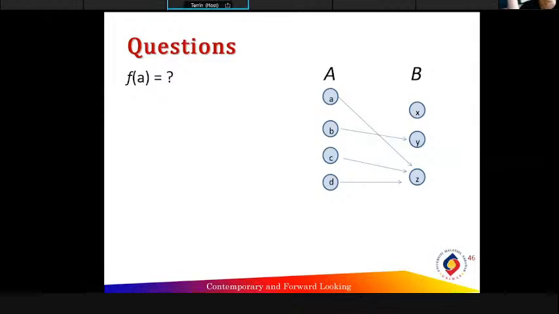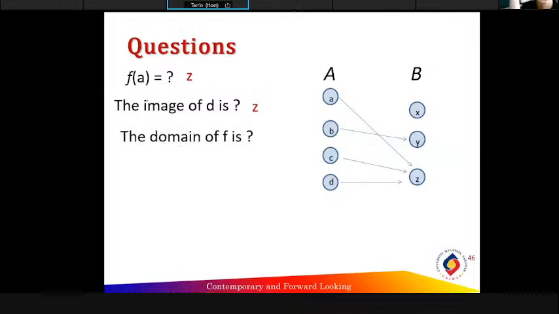So you can do a quick one here just to see the different properties of a function. When we say f(a), it's just saying what the pre-image A is pointing to. Pre-image A points to image B, right? What is the image of D? So we know D is a pre-image, therefore its image will be in set B, and it is Z as well. What is the domain of F?